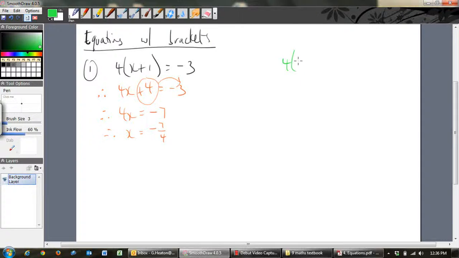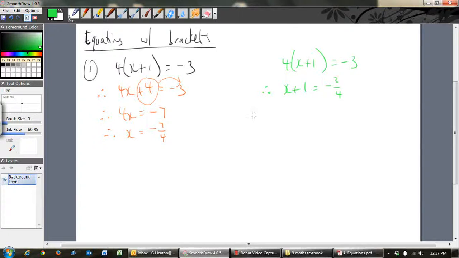So there's your answer. There's one way to do it, and in green I'll do it over here, so 4 bracket x plus 1 equals negative 3. Let's do it this way. Now the other way to do it is, if you've got this 4 already sitting out the front, you could divide both sides by 4 straight away, and then that saves you doing a step. So if you divide both sides by 4, that 4 disappears, because remember this means 4 times bracket x plus 1.